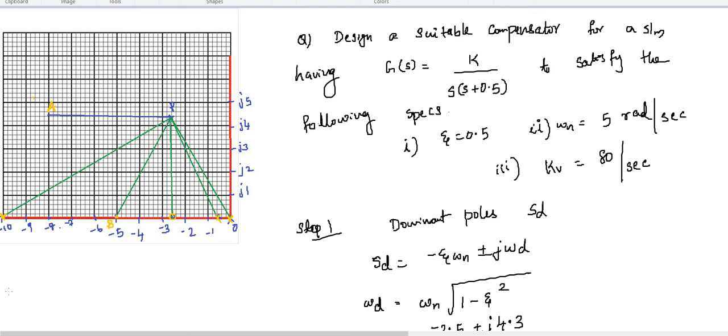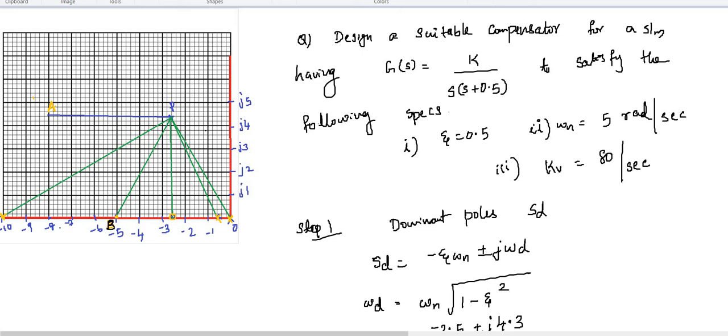Now from P we have to draw a horizontal line and mark that point as A. After that we have to find the angle APO and bisect that angle. That angle bisector is named PB. You can see there is a straight line, and that straight line PB is the angle bisector.